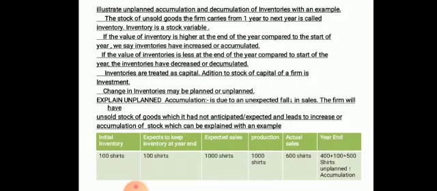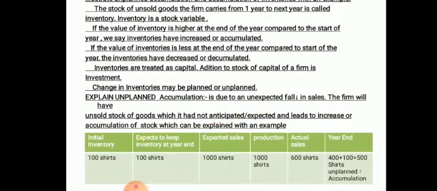Let us see the question now. Explain unplanned accumulation. Unplanned accumulation is due to an unexpected fall in the sales. The firm will have unsold stock of goods which it had not anticipated or expected, and this leads to an increase or accumulation of stock, which can be explained with an example.